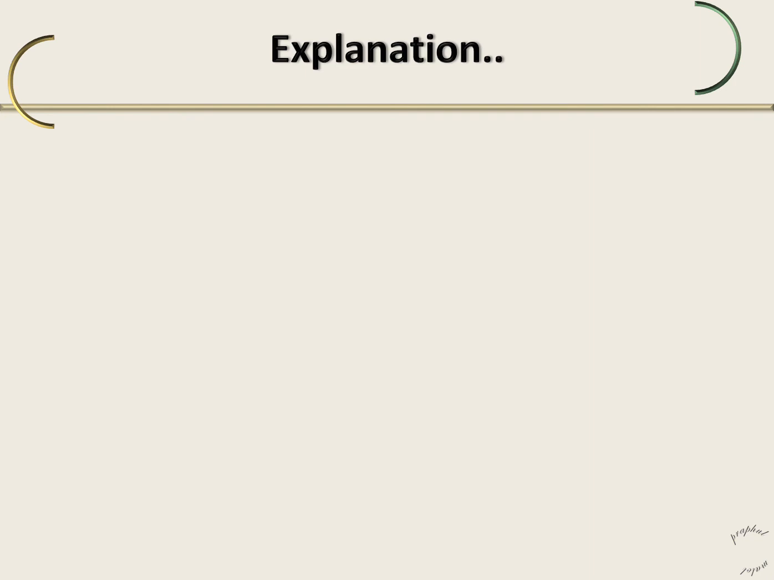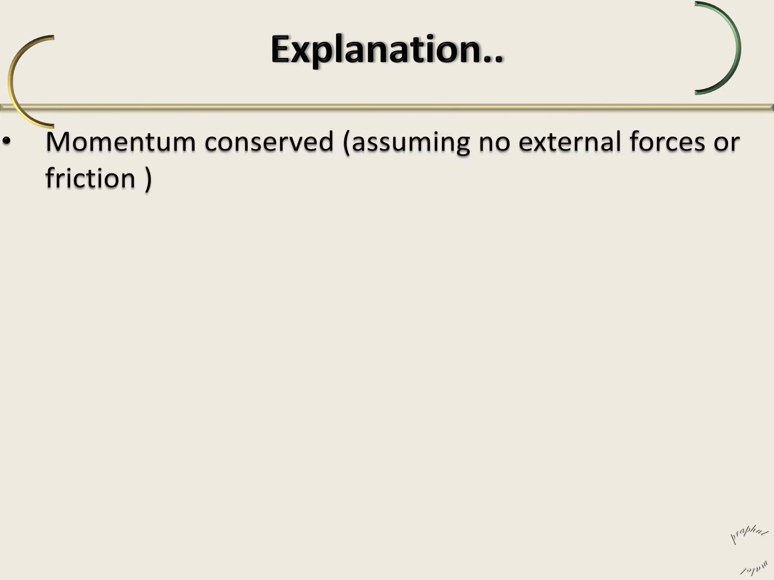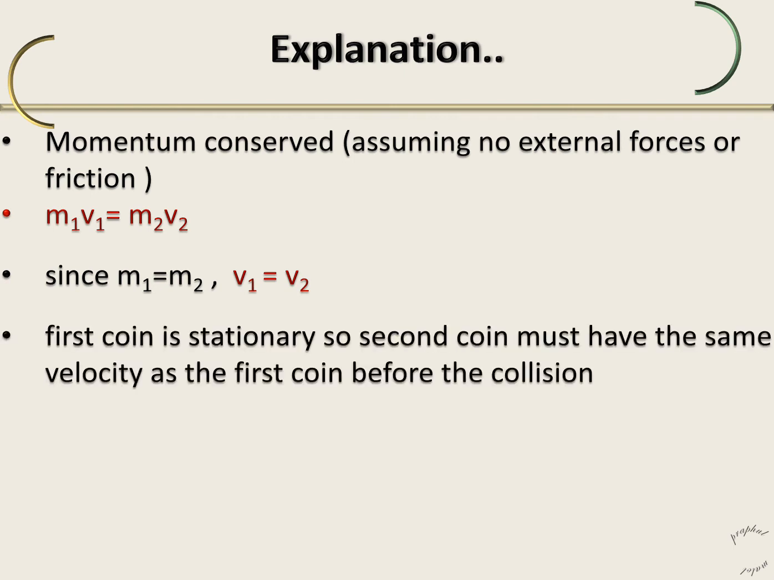Let's see the proof or the explanation for this. First, momentum is always conserved, whether it's elastic or inelastic. The momentum lost by the first body should be equal to the momentum gained by the second one. So you can use the equation m1v1 = m2v2, where m1v1 is the momentum of the white ball and m2v2 is the momentum of the red one. In this case, the two balls are exactly identical, so the masses are equal. If m1 = m2, then v1 should equal v2, and only then will the equation be correct. So the second ball should have exactly the same velocity as the first one had before.